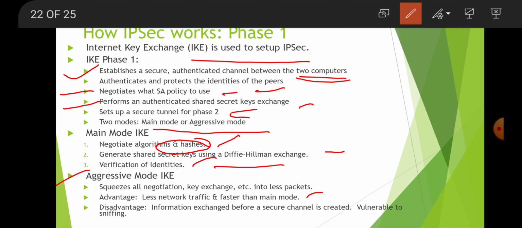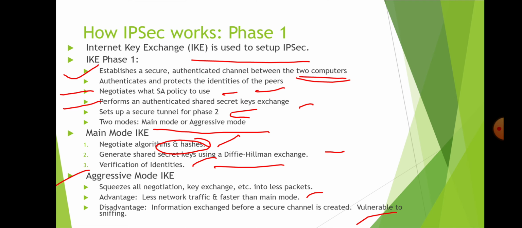But what is the disadvantage of that? Information exchanged before a secure channel is created is vulnerable to sniffing. So what happens here is that the information is exchanged before the secure channel is created. The secure channel is not created before that, so the information is exchanged without protection.